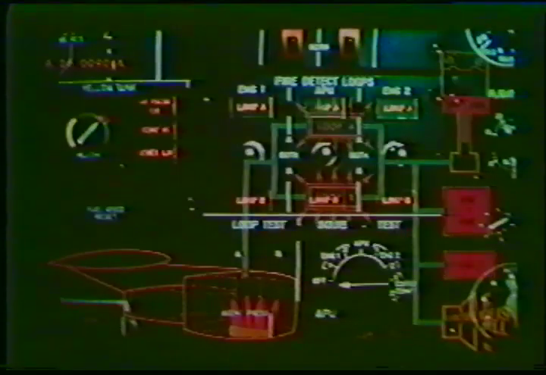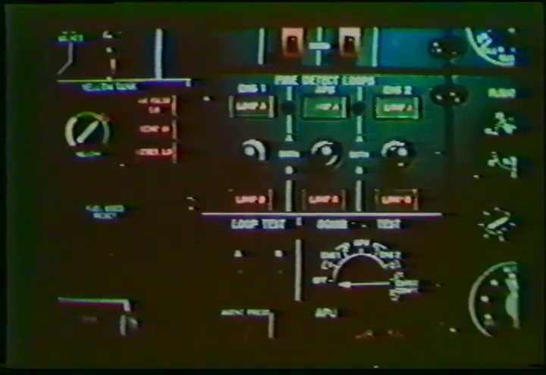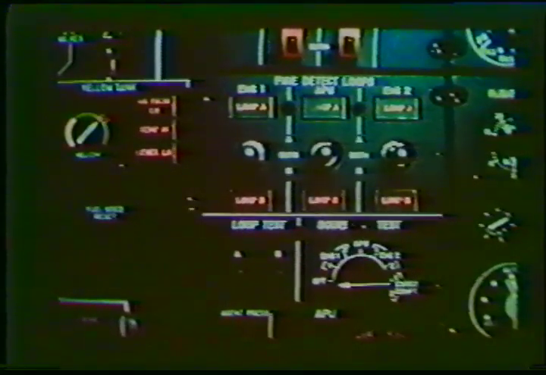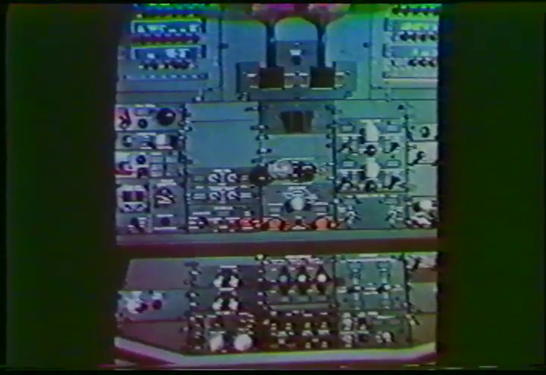Loop A and Loop B on the second officer fire detect loops panel. Illumination of the corresponding engine fire handle. Illumination of the master warning light. Illumination of the corresponding fuel lever accompanied by the continuous bell.